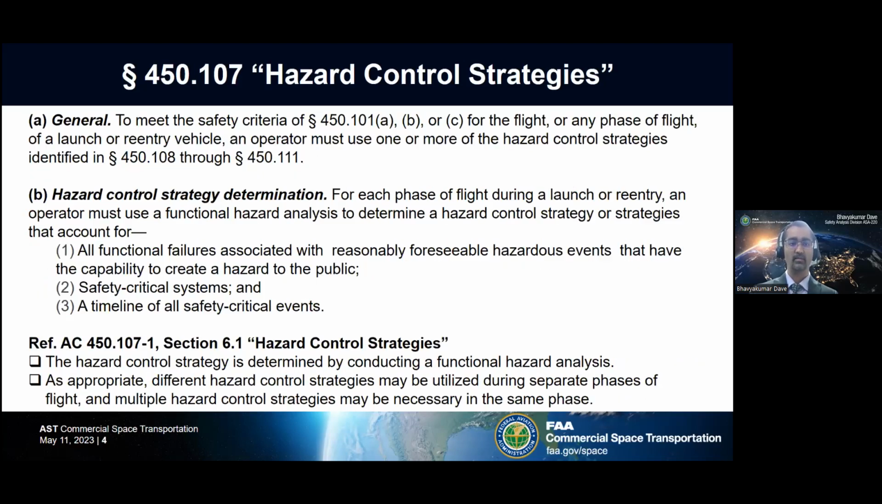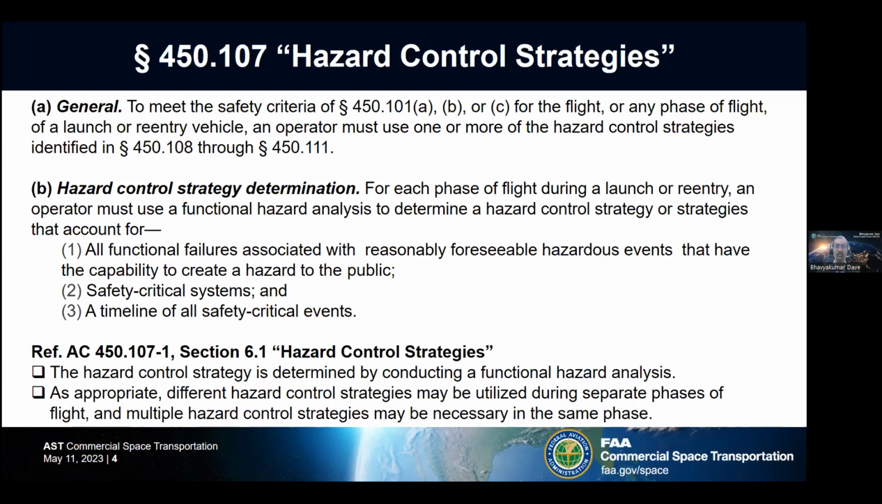107B hazard control strategy determination specifically requires that for each phase of flight during a launch or reentry, an operator must utilize a functional hazard analysis to determine the hazard control strategy or multiple hazard control strategies. And the FAA requires that applicants document in their functional hazard analysis these three things. That is, all functional failures associated with reasonably foreseeable hazardous events that have the capability to create a hazard to the public, along with all safety critical systems and a timeline of all safety critical events.